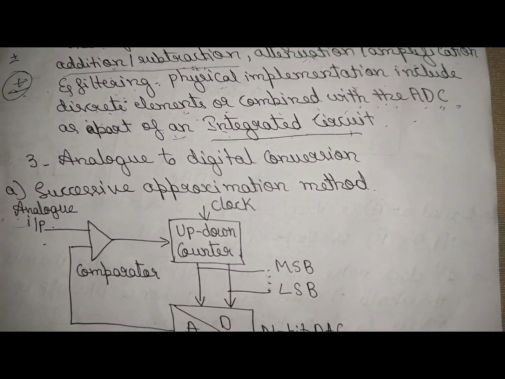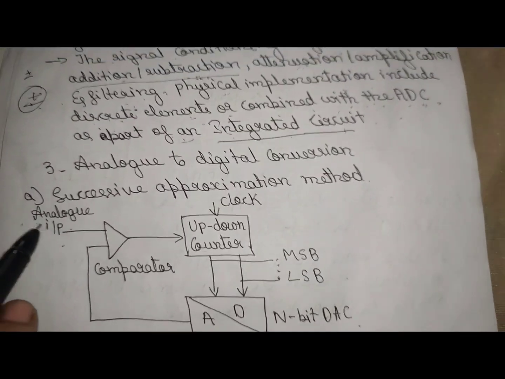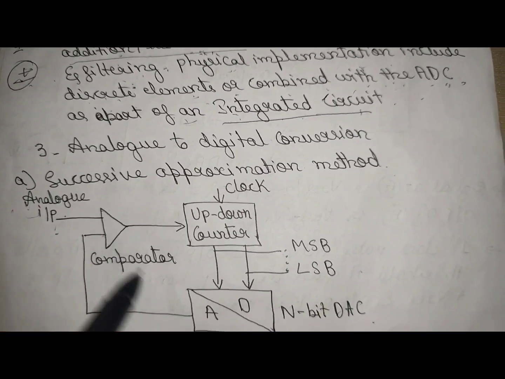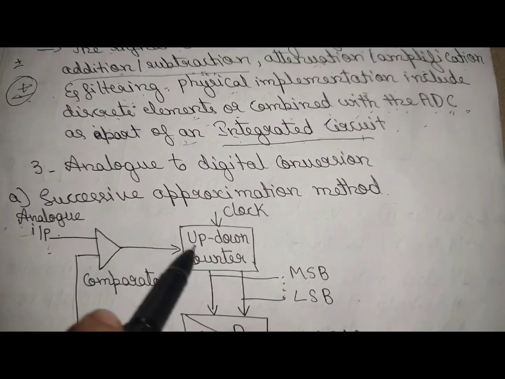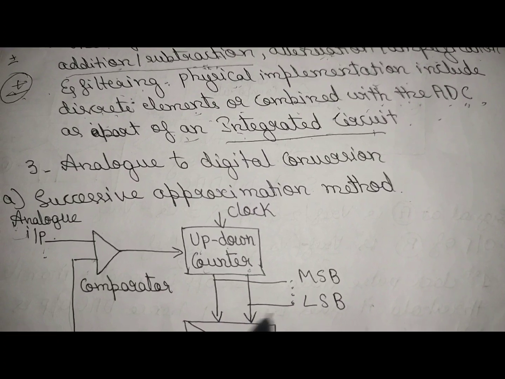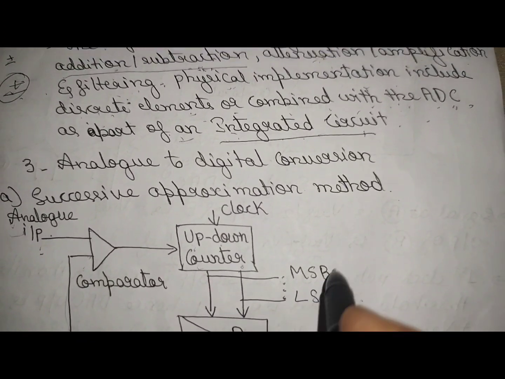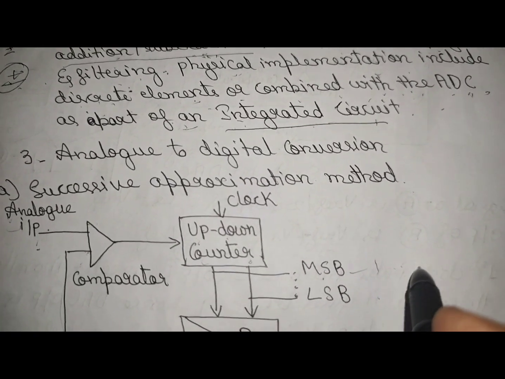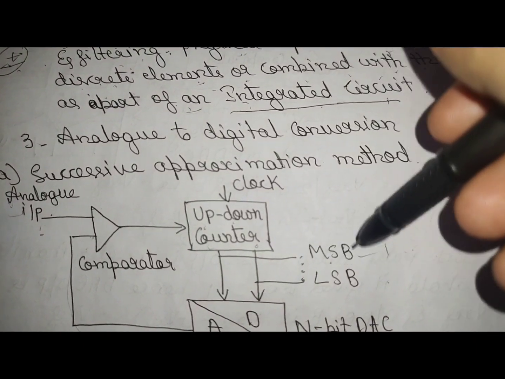Okay, so in the successive approximation method, you can see here the analog input. Another input is coming from the digital to analog converter. It will come here and do the comparison. It will go to the up down counter. Here the clock is there, MSB, LSB, and again it comes to the next bit DAC. Usually initially MSB is set to 1 and all others are 0.